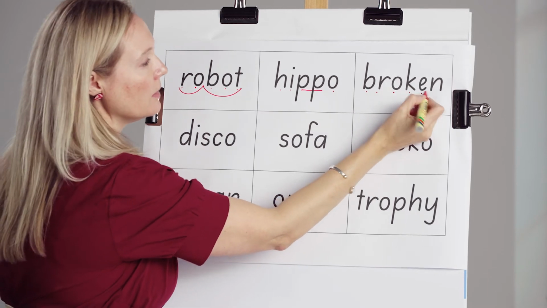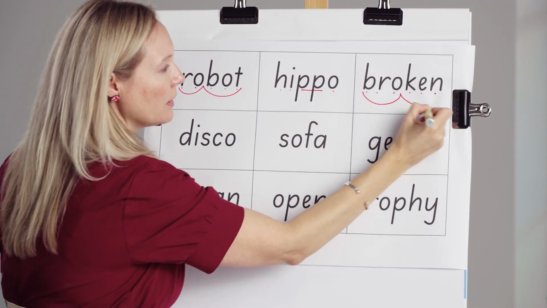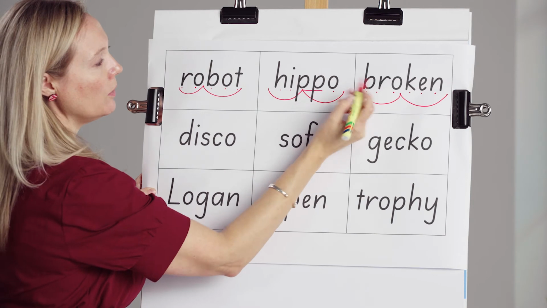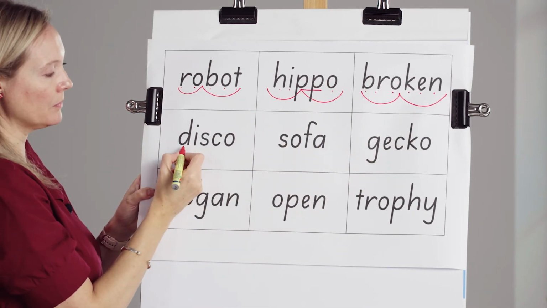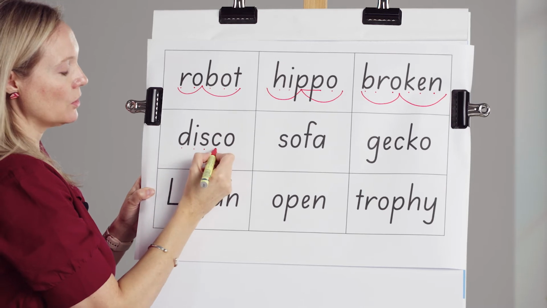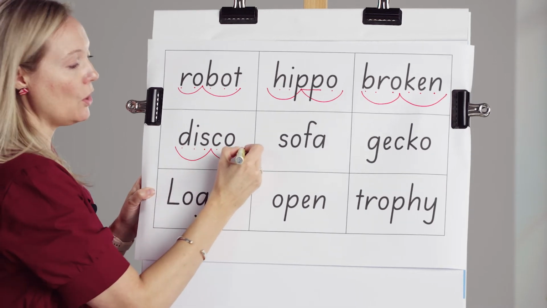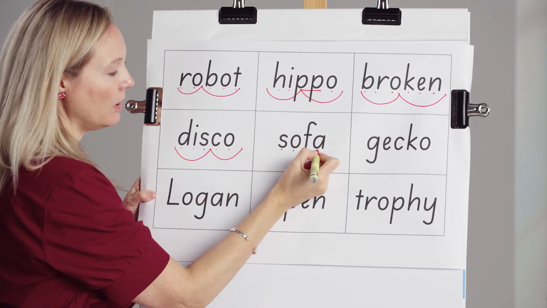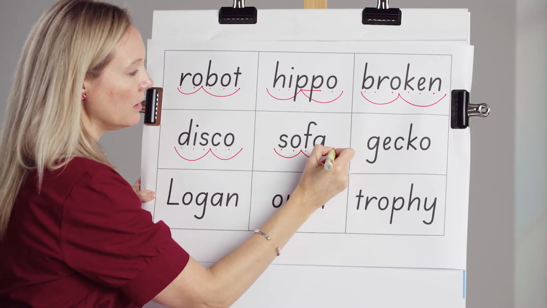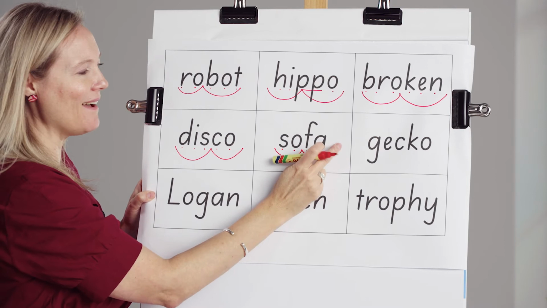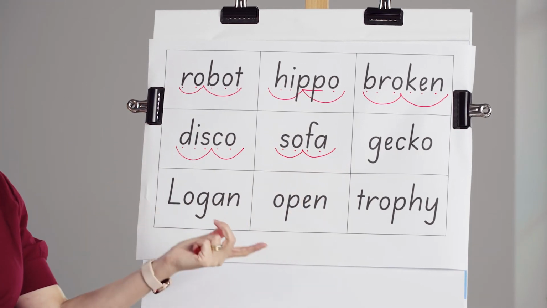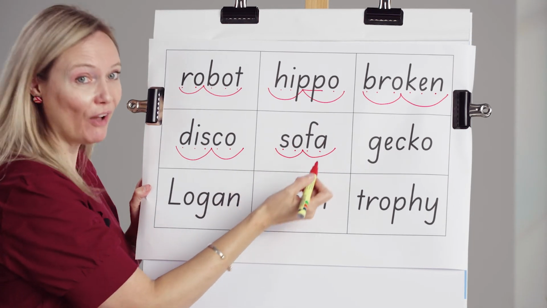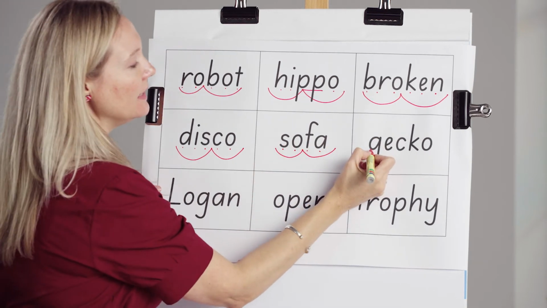B-r-o-k. Broken. Robot. Hippo. Broken. Next line. D-is-k-o. Disco. S-o-f. Sofa. There's no consonant there, but we don't say sofa. Come and sit on the sofa. No, in our speaking voice we say sofa. That's schwa.